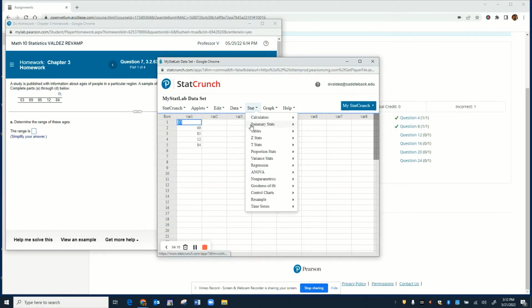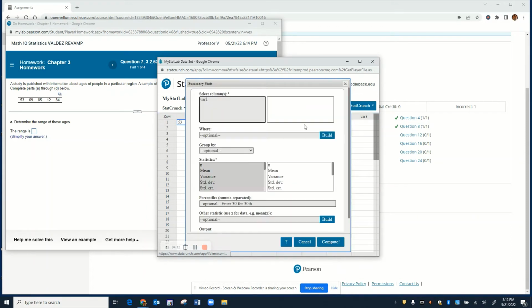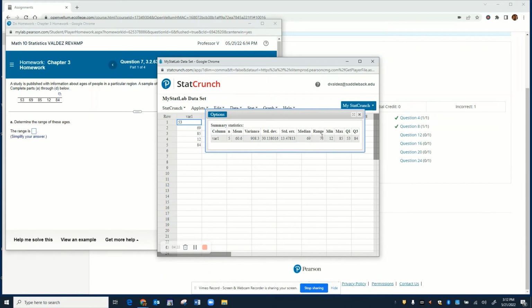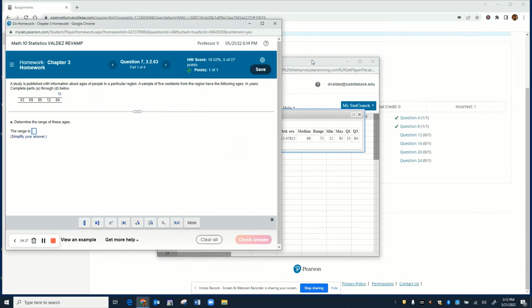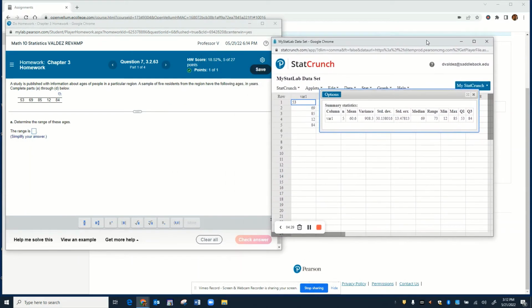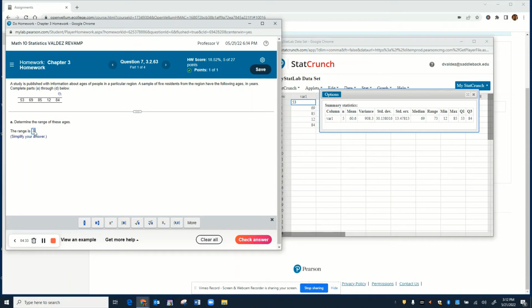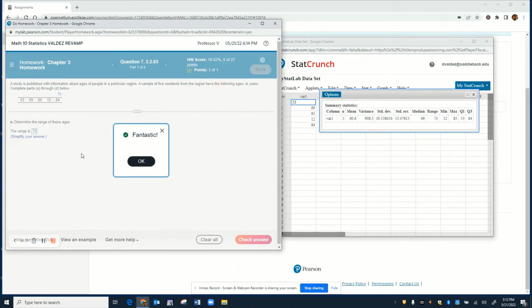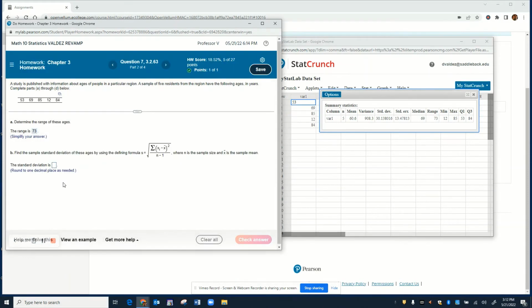So stat, summary stats, columns, variable 1. Is it going to give me the range already? Just check through. Yep, there's the range. Okay, compute. So the range is 73. Type that in here. Let me scoot this over. So 73. Fantastic. Thank you so much.